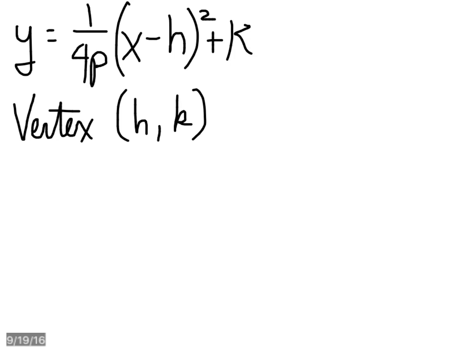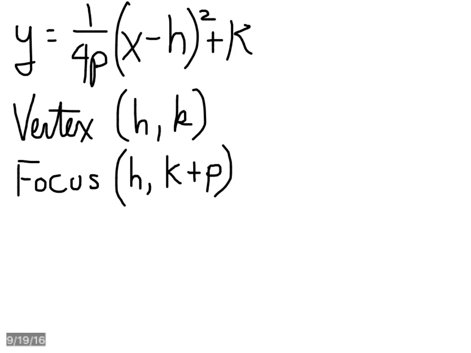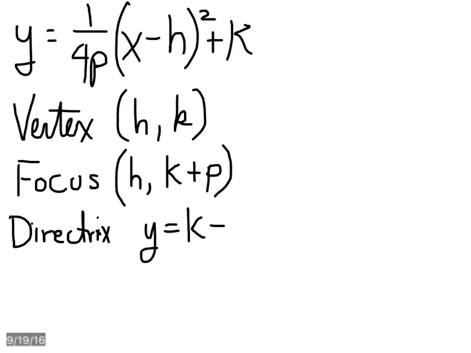vertex is. Now, from here, in order to figure out what the focus is going to be, when it opens up or down like that, we're going to take k and add p to it, whatever that p is. And then to find the directrix, we're going to take y equals k minus p. How you find the p is what we did on Friday when we took the fraction and set it equal to 1 over 4p and we cross multiplied and divided. That's how you find that p.